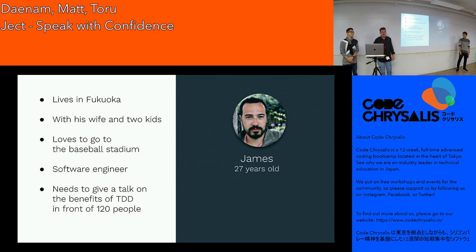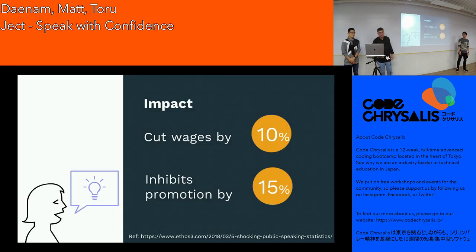And we want to help James, and there's a reason we want to help James. Because James is going to get paid 10% less on average if he's no good at public speaking. It's also going to inhibit his chance of promotion by 15%. So we want to help James, and we want to help people like James.